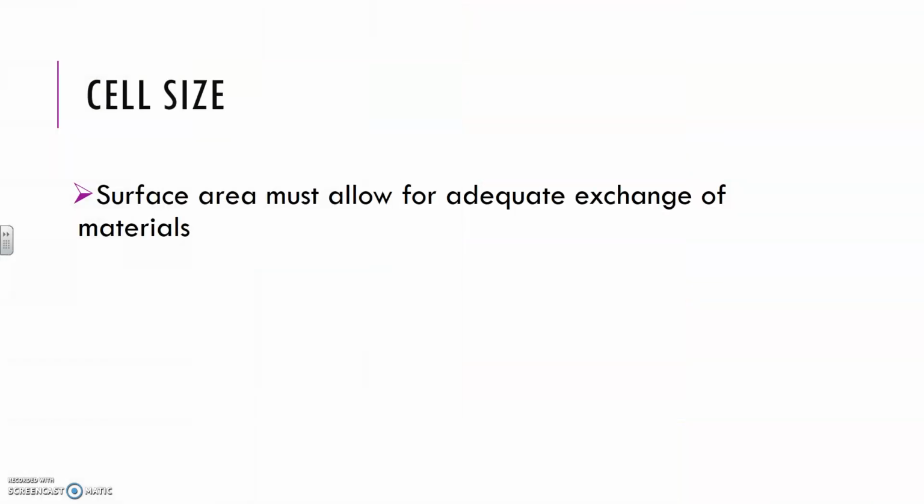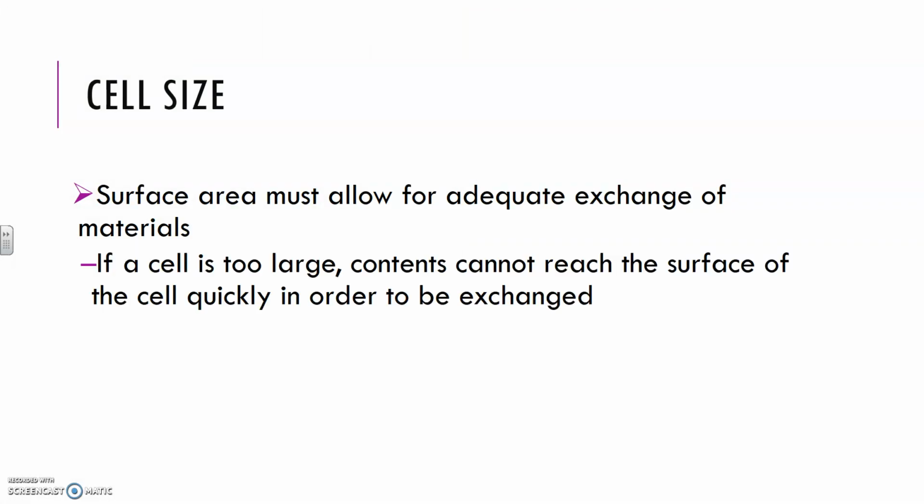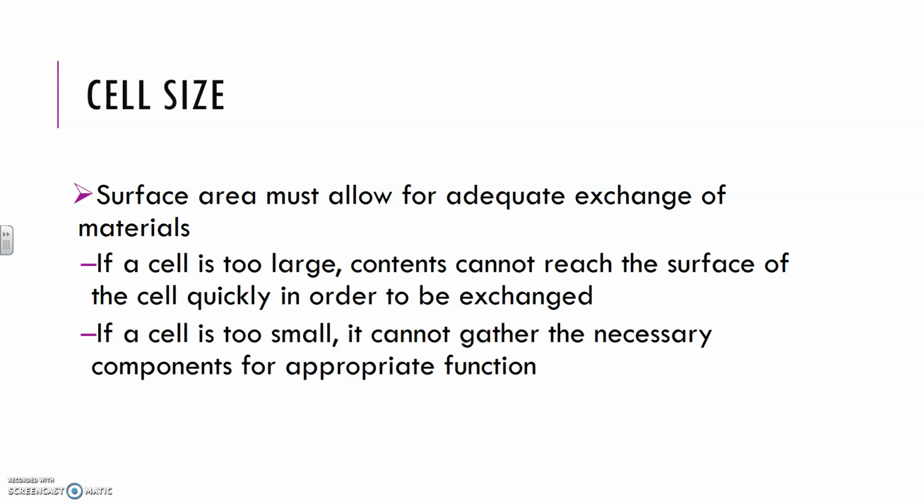All right, so cell surface area must allow for the adequate exchange of materials, but the cell cannot be too large. If the cell is too large, you can't get the contents to the surface of the cell quickly enough to be exchanged in the time that is necessary for all of these different contacts to happen between the cells. If the cell is too small, it can't gather enough nutrients or components for its actual function.